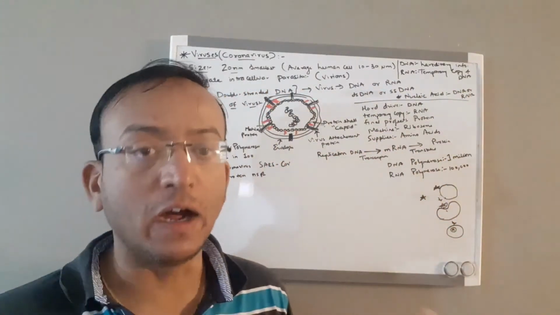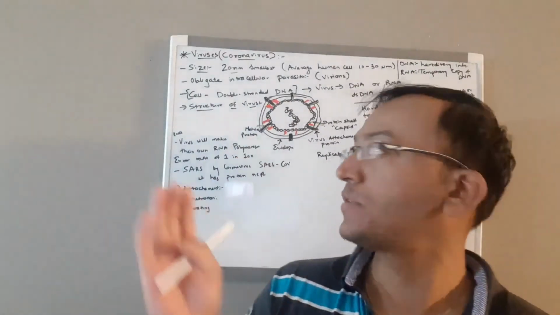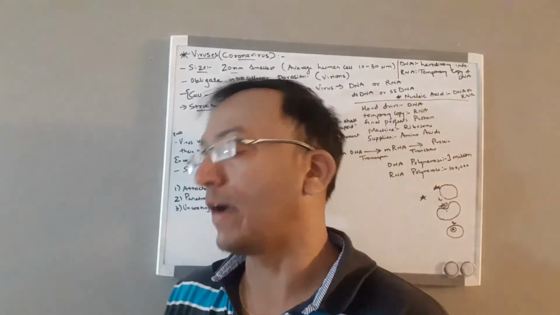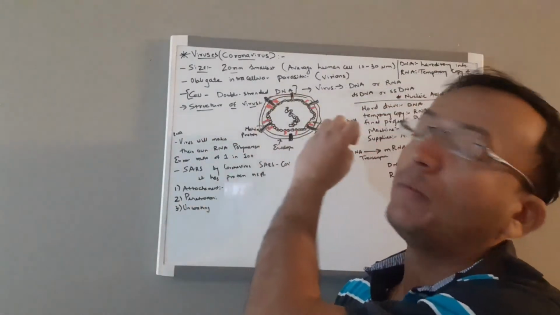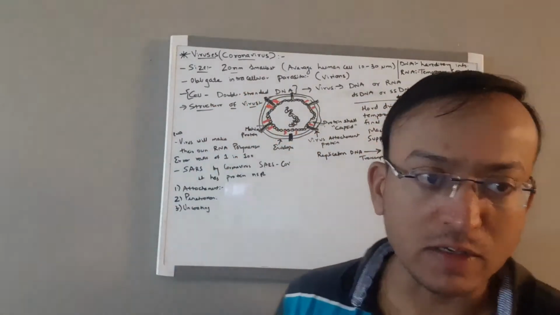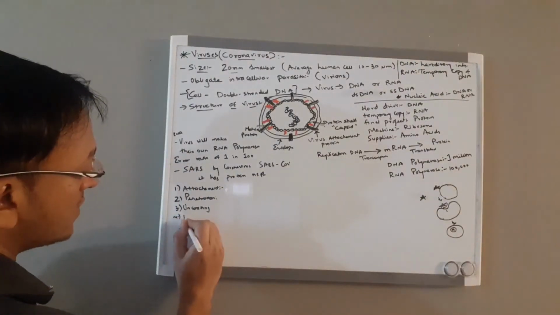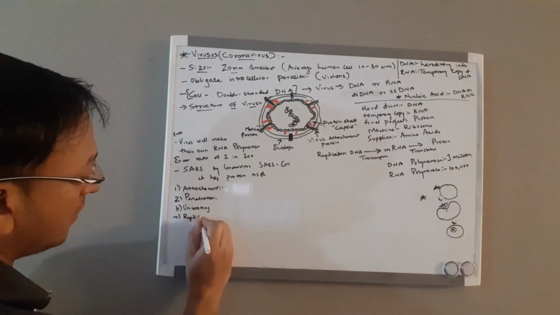Other viruses do not completely uncoat and use the remaining capsid as a home base for the replication process. Some viruses do not break down completely. So these are some of the processes of uncoating. After uncoating, the next step is replication.